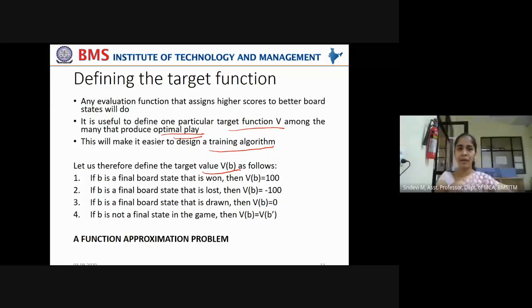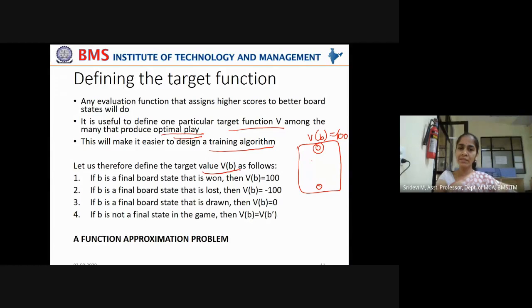How do you define that? If B is a final board state, the checkers coin came from here, it came here and it is winning. This is the final board state, that is 1. Then for that board state, you can make V of B equal to 100, because that move resulted in winning the game, you can give that maximum weight 100.